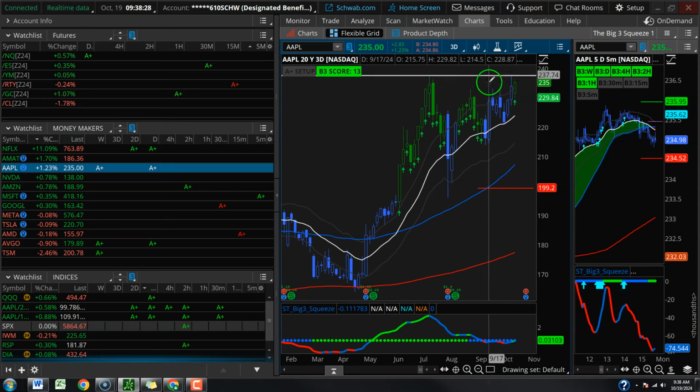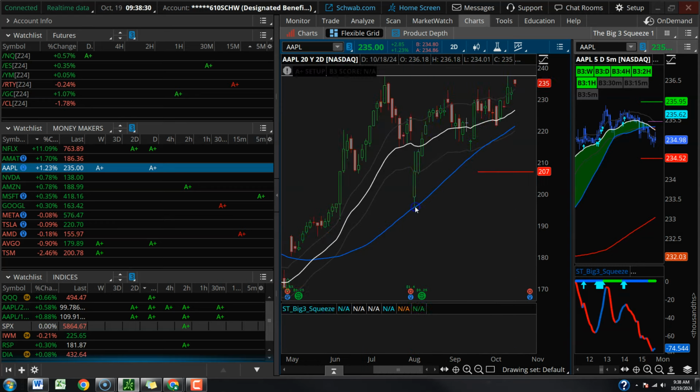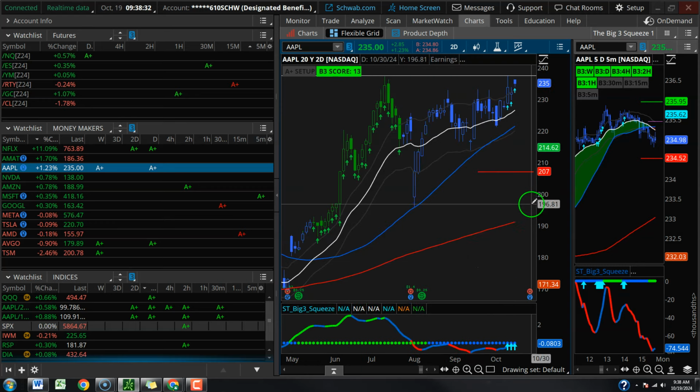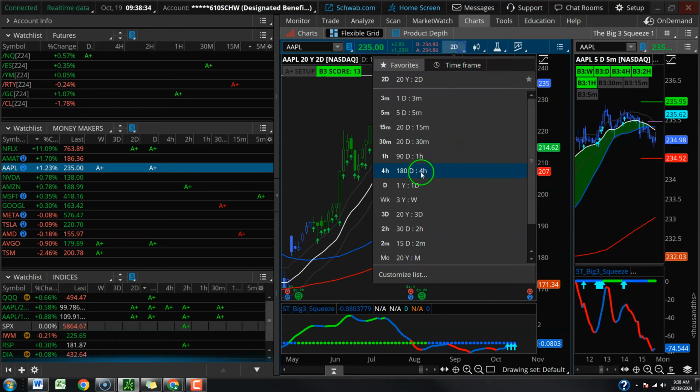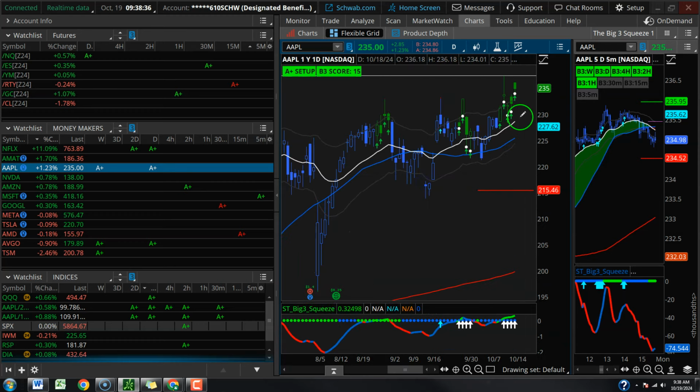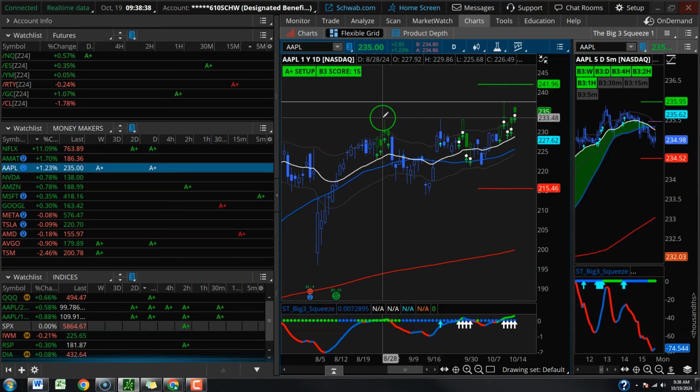3 day squeeze shaping up, brand new buy signal. 2 day squeeze shaping up, they got the slingshot signal. I think between now and earnings, if they can keep it above that 233, they can take that daily squeeze, maybe get a push going towards 240-ish. That is what I'm looking for.